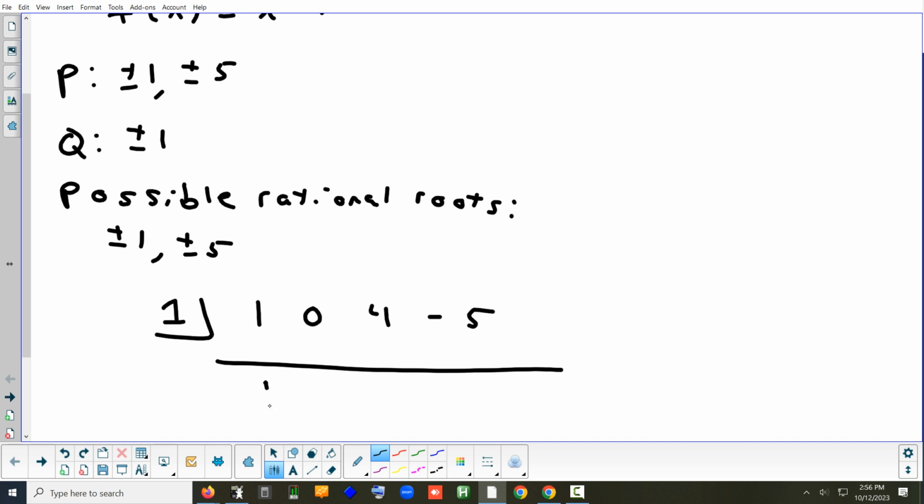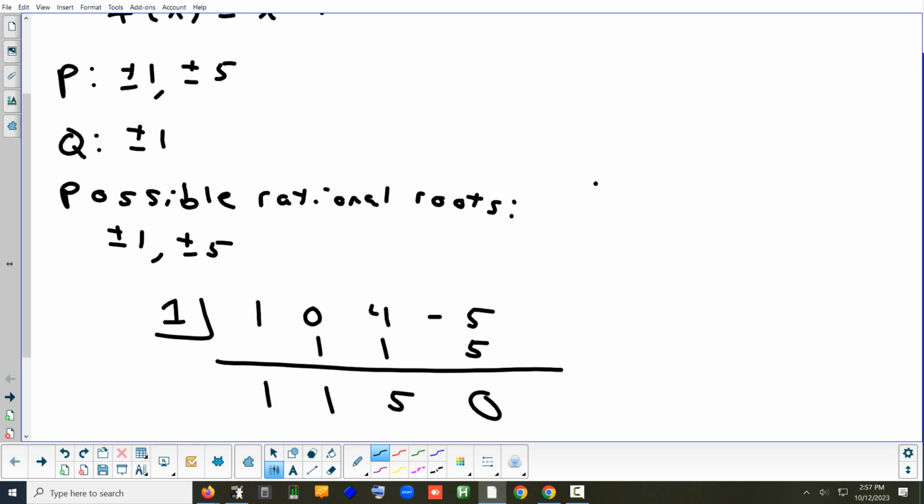Okay, so bring down the 1. What's 1 times 1? 1. And 0 plus 1? 1. And 1 times 1? 1. 4 plus 1? 5. And now I'm just doing this to make sure I did get a remainder of 0, but I really have the part that I need. 1 times 5? 5. And then when you add that column up? 0. So we just proved using synthetic division that 1 is a root.